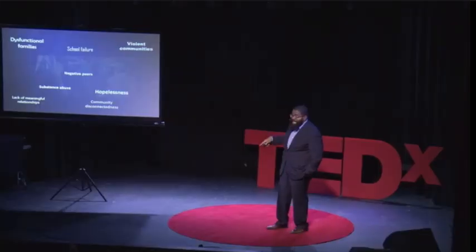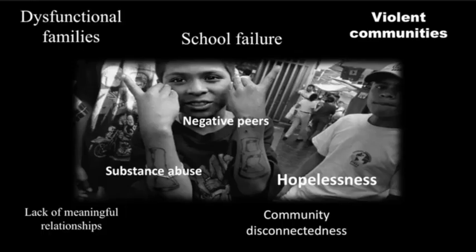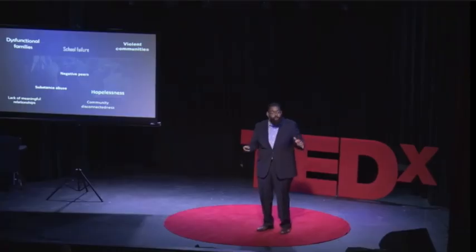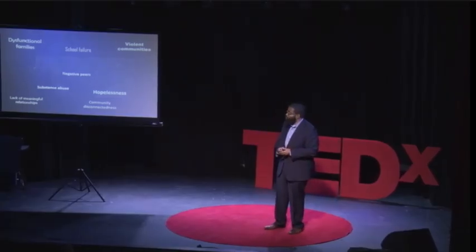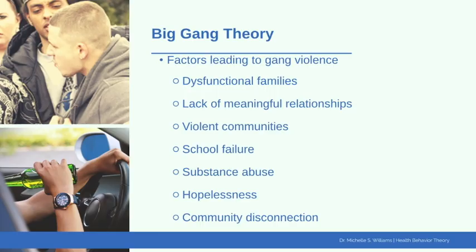And let's look at some of the risk factors for some of those young people. We have the same young people engaging in gang activity, they're dealing with some of these things, from violent communities to substance abuse issues, to dysfunctional families, lack of meaningful relationships, and a disconnection from their community. All of those things across the board. So for me, I want to talk a little bit about.